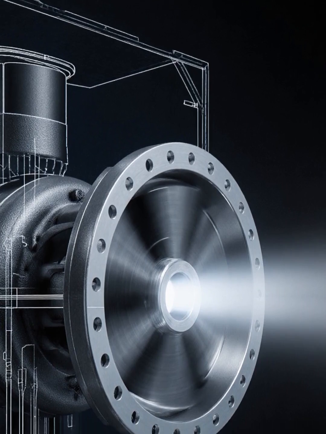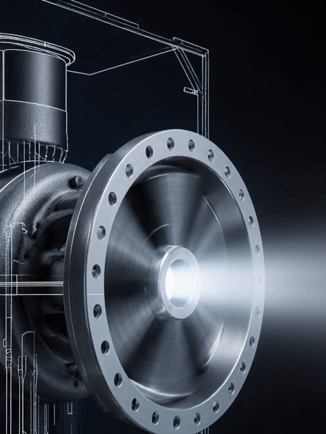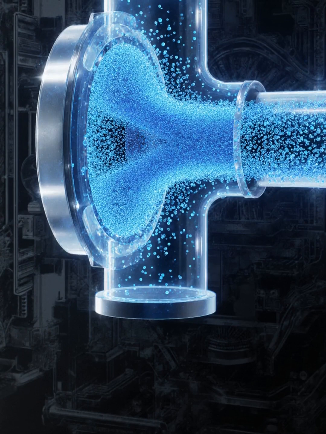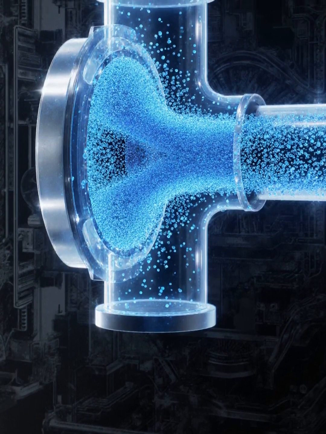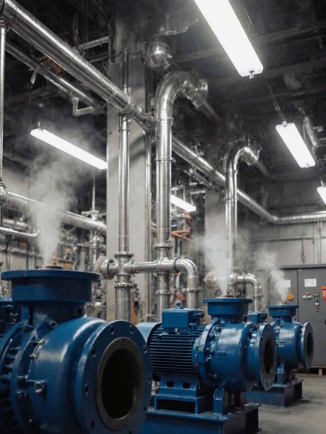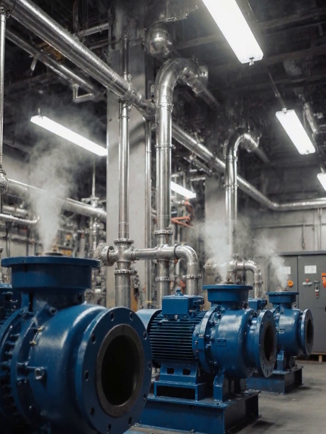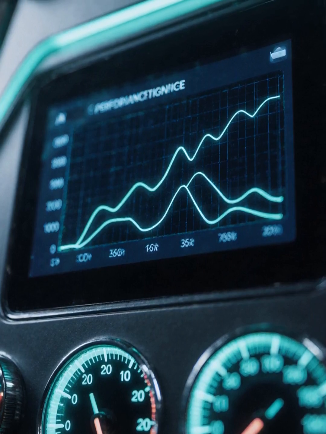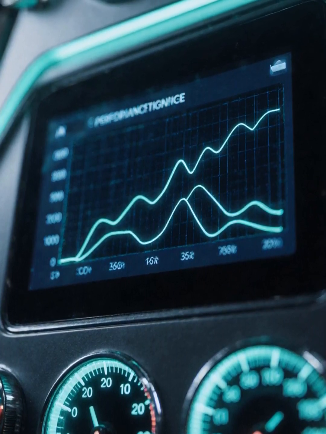Centrifugal pumps convert rotational kinetic energy into hydrodynamic energy. This conversion increases the fluid's pressure and velocity. Understanding their performance is critical for industrial applications. Performance characteristics vary under different operating conditions.